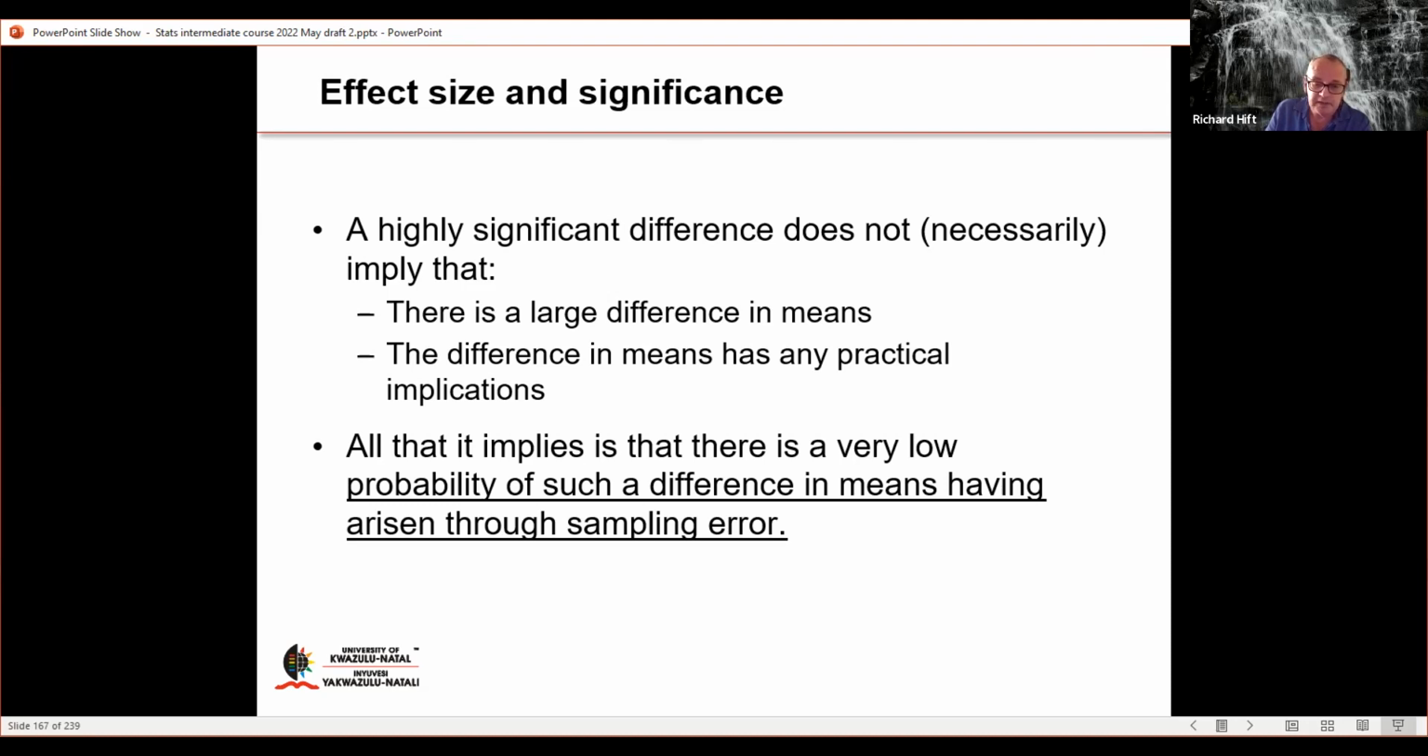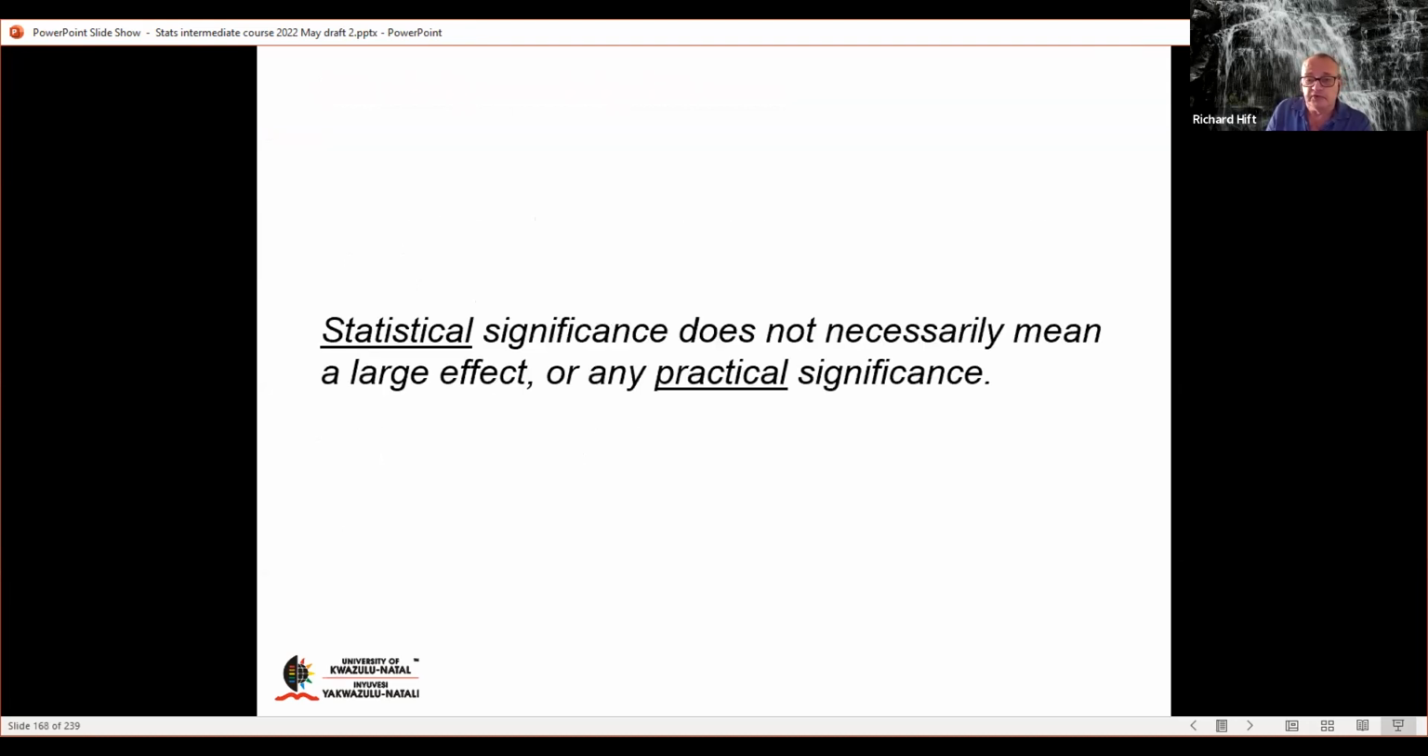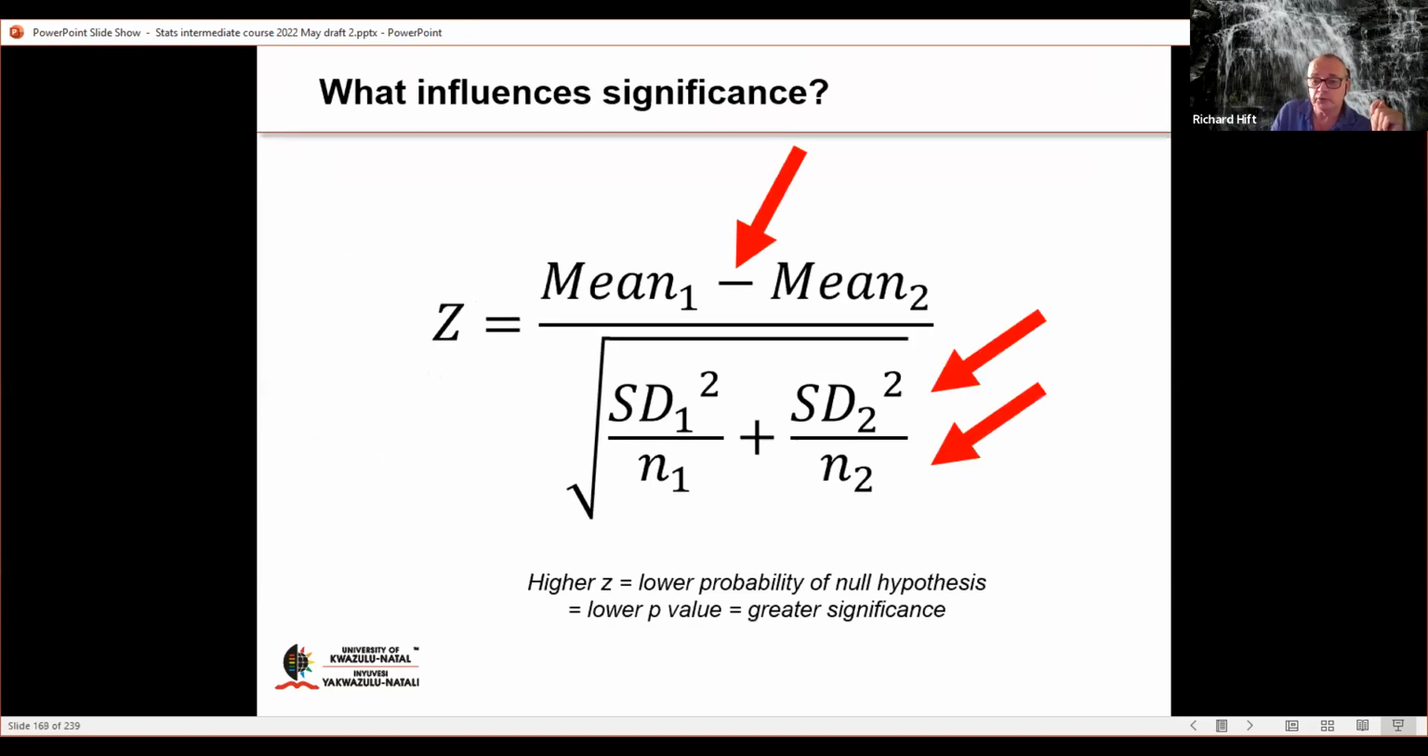I have had students who've turned up P less than 0.001 who said, wow, look how big the difference is. That's not true. Okay? Statistical significance does not necessarily mean a large effect or any practical significance. Right. And I think it's worth just taking a pause there and looking at an Excel spreadsheet and seeing exactly what we mean.